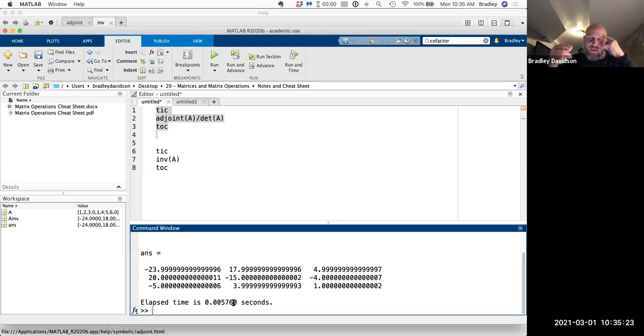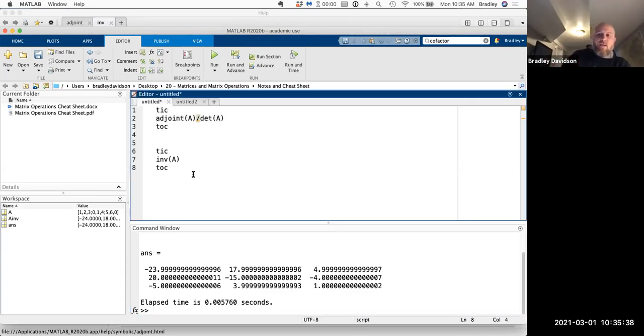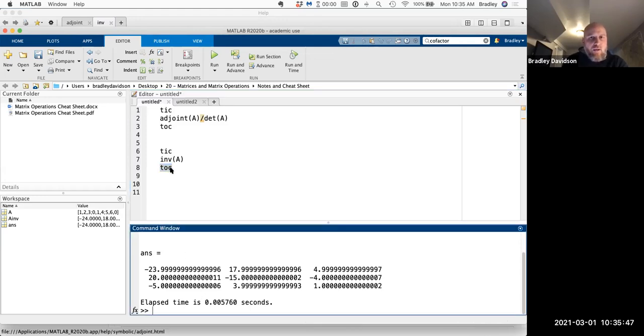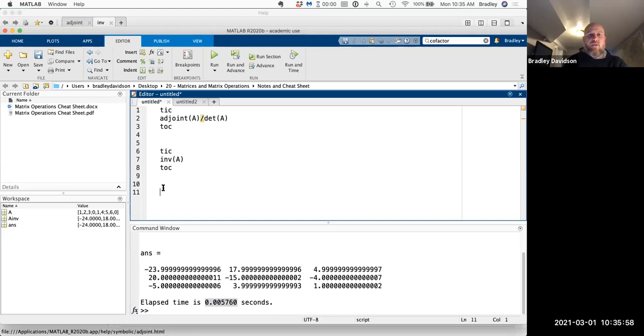Now, if we were inverting a much larger matrix, that time is going to get bigger and bigger. The slowness is going to increase with these types of calculations. Toc also stores the time, or you can just grab it as we do here. In this case, let's compare adjoint divided by determinant with the time of INV.